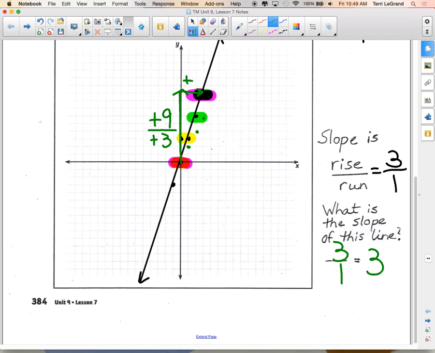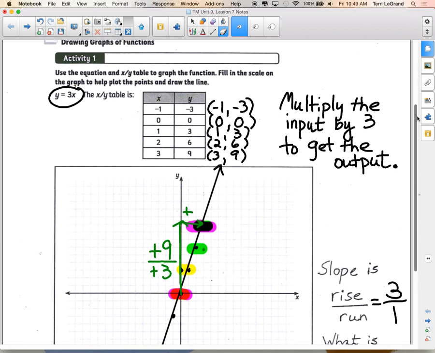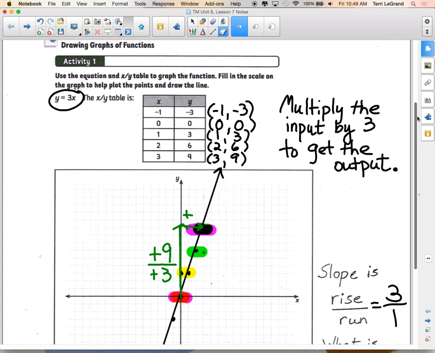Which staircase is steeper, the one with a rise of 3, or the one with a rise of 2? The one with the rise of 3, isn't it? The bigger the slope, the steeper the line will be. So tell me something now about the relationship this slope of 3 has to our equation. What's going on? What is our slope? Our slope is 3.